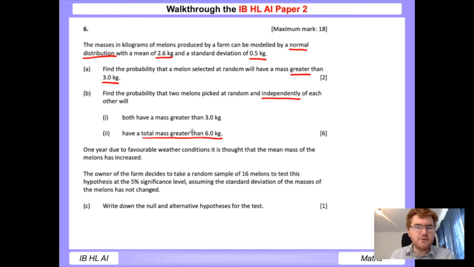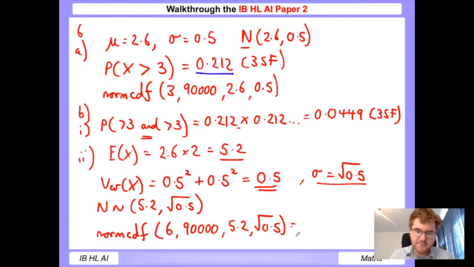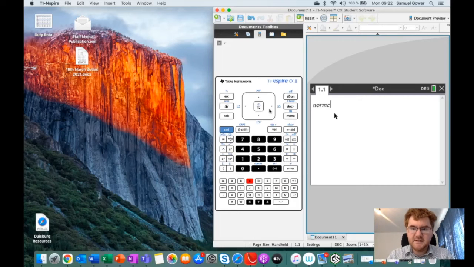In the question, we want greater than 6, so 6 is going to be our lower bound. That huge number, 90,000 or whatever you want to use, is fine. And we pop in 5.2, and this is really important, the square root of 0.5. So we're going to put all this into our GDC. So we've got norm CDF. Notice you can just write this and it comes up, which is kind of cool.